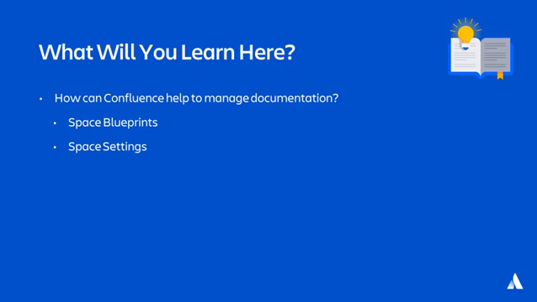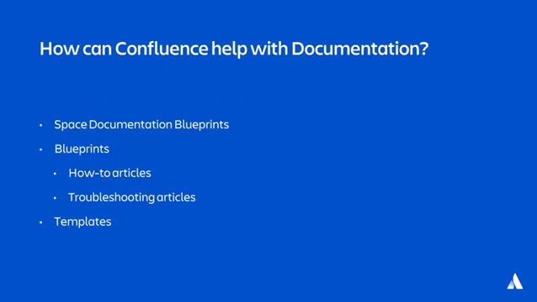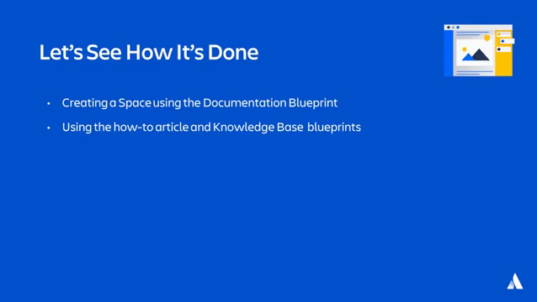Space settings help you control access and permissions for content actions such as creation and deletion. Confluence has documentation space blueprints and page-level blueprints for how-to articles and troubleshooting articles. And then, of course, there are templates that you can generate yourself, which we covered in the Confluence Content Skill Builder. Let's begin by creating a space and a page based on templates. In the following demo, we'll look at creating a space using the documentation blueprint and using the how-to article and knowledge base blueprints.